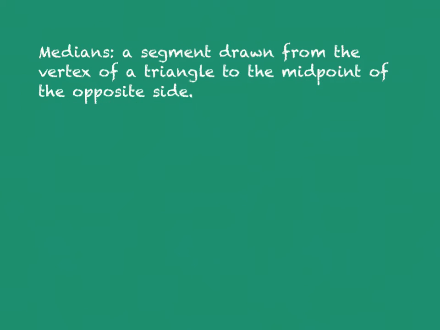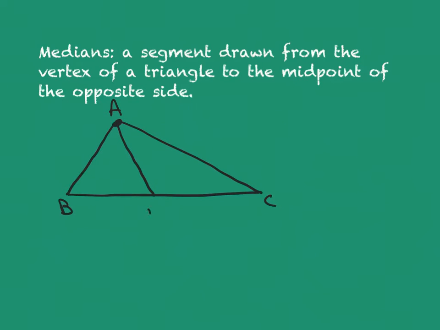So when we think of medians, we think of the middle, like the median in a road or a highway. So the median is a segment which is drawn from the vertex of a triangle to the midpoint of the opposite side. Let's take a look what that looks like. So given triangle ABC, if we were to draw a median, it comes from the vertex, so it would start at A, and it would be drawn to the midpoint of the opposite side.